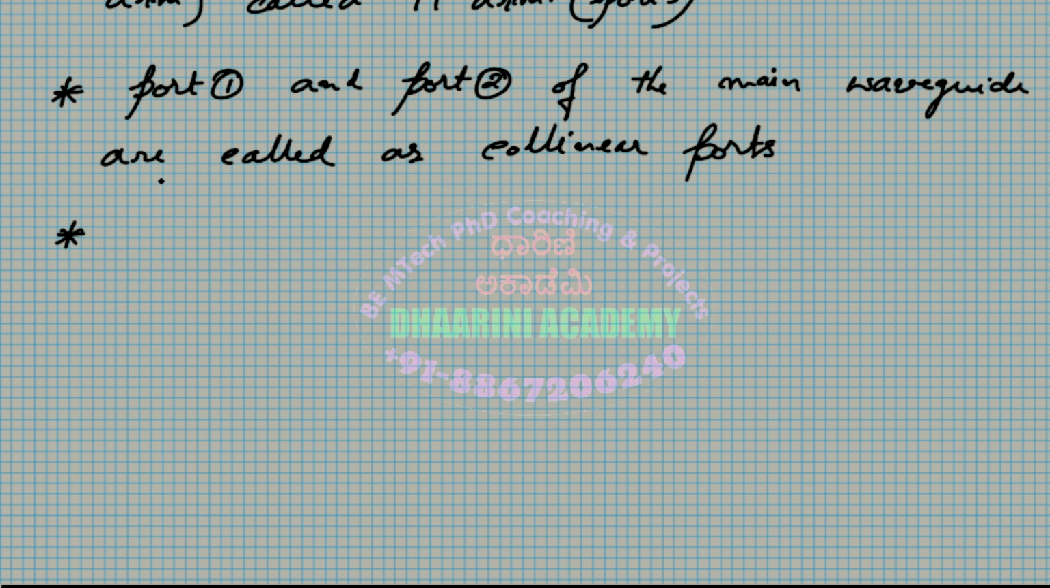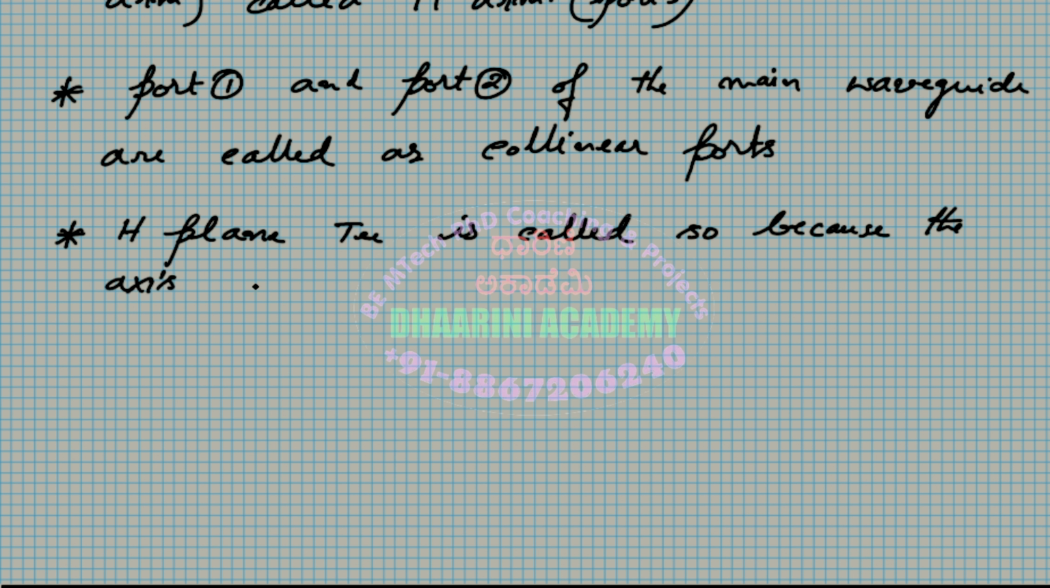All right. So let me write that point over here. The H plane T is called so because the axis of the side arm is parallel to the planes of the main transmission line.